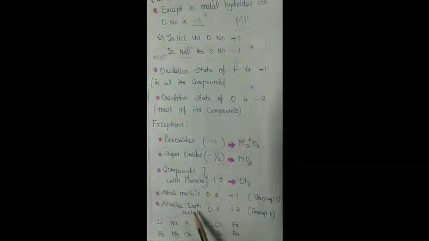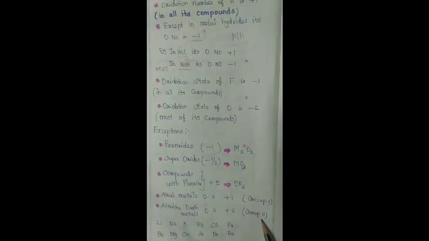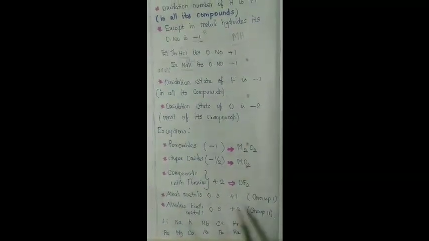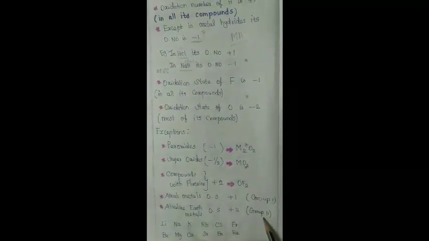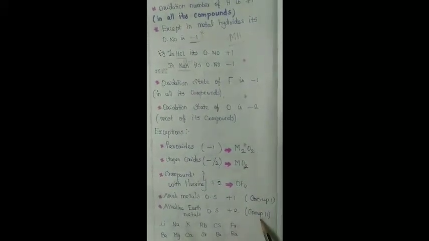And then alkaline earth metals. The oxidation state of alkaline earth metals is plus 2. That is group number 2. So how will you memorize group number 1 and group number 2? I am telling some tricks to memorize group number 1 and 2.